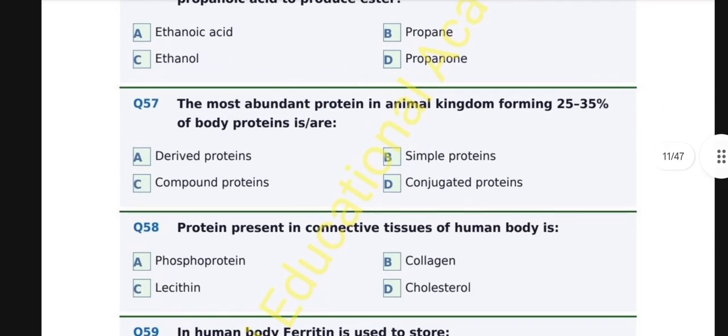Question number 57. The most abundant protein in the animal kingdom, forming 25 to 35% of body proteins, is or are A. Derived proteins. B. Simple proteins. C. Compound proteins. D. Conjugated proteins. And the correct option is B. Simple proteins. Collagen is the most abundant protein in animals, 25 to 35% of total body protein. It's a simple fibrous protein found in connective tissues, skin, and bones.